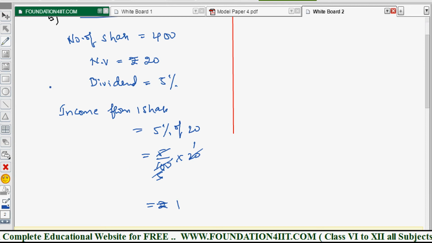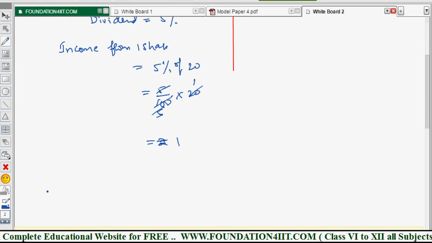Then we have a total of 400 shares. Therefore annual dividend is 400 into 1. Okay. Therefore annual dividend, that is income from one share, is 1 rupee. In total we have 400 shares. So 400 into 1 is rupees 400, which is the annual dividend.